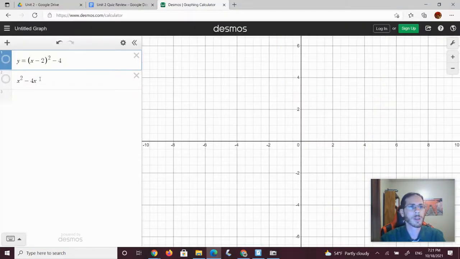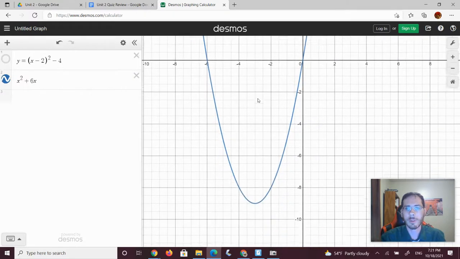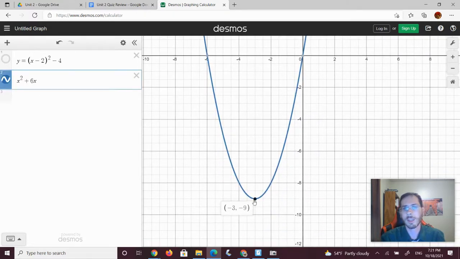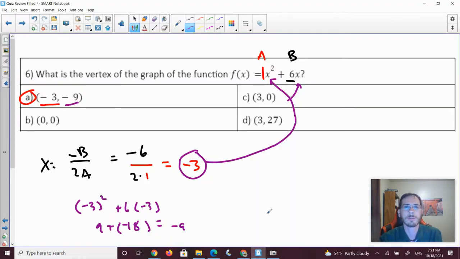Let's turn this one off. We got 1x squared plus 6x. I'm going to scroll a little bit. But if I click down here, yeah, negative 3, negative 9 is the vertex. So I can double check that way too. So a lot of different ways that you can do these problems.